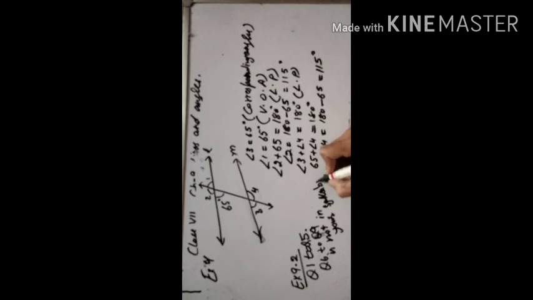Examples 5, 6, 7, 8, 9, 10 are not in your syllabus, and in exercise 9.2 you have to do questions 1 to 5 only. Questions 6 to 9 are not in your syllabus. So you have to try questions 1 to 5. Exercise 9.2 questions 1 to 5 is your homework.